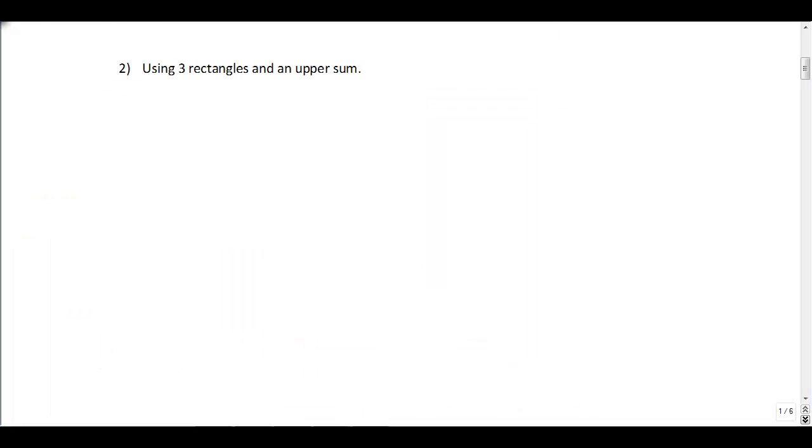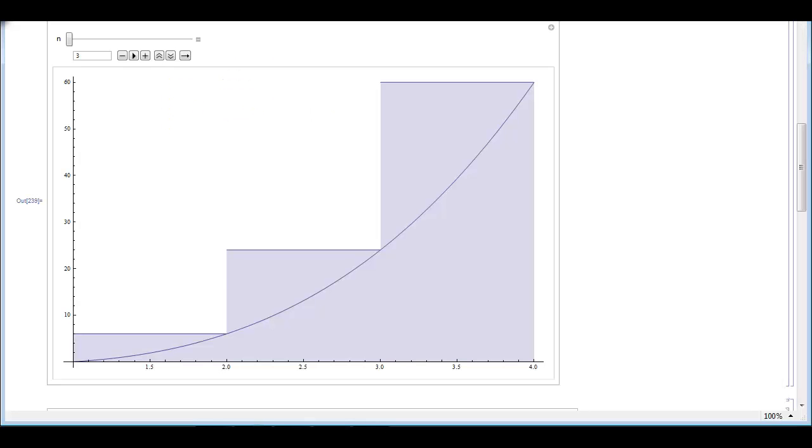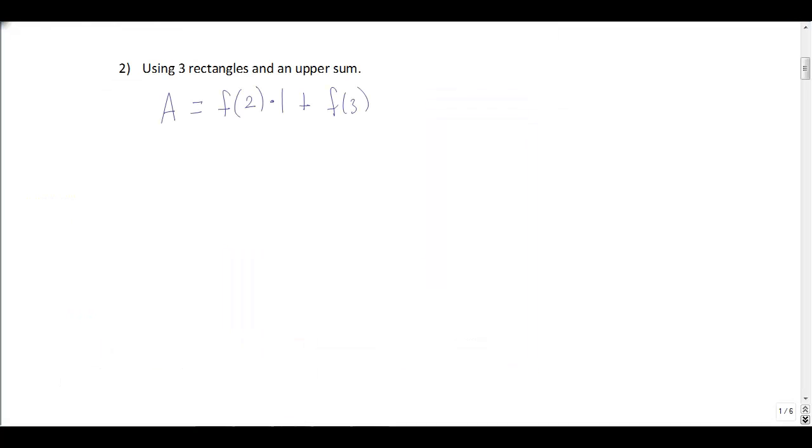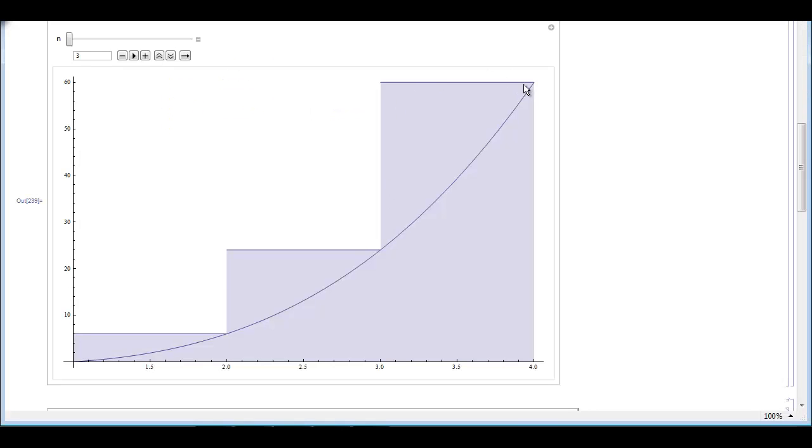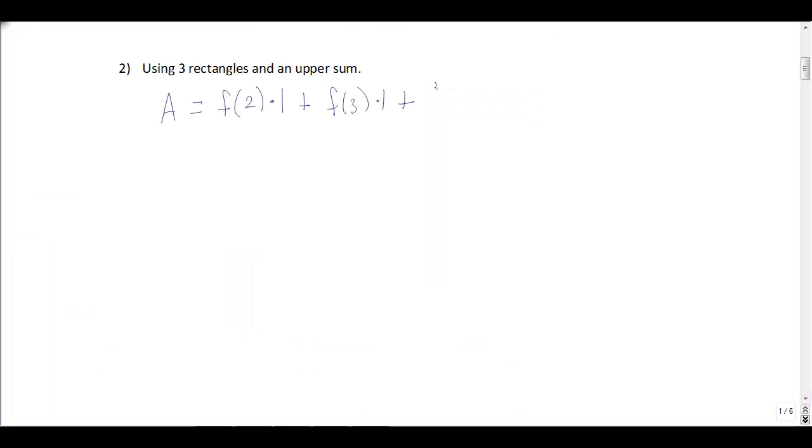So what we're going to get here is this area is going to be, well, its highest value from 1 to 2 is actually at the right endpoint, f of 2. Width of the rectangle is still 1. The next rectangle, that is from here to here, the highest value is at 3, so that's f of 3 times 1. And the third rectangle, the height is at 4 that we're going to use. So we're going to get f of 4 times 1.